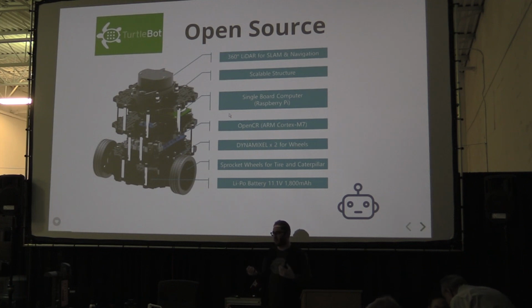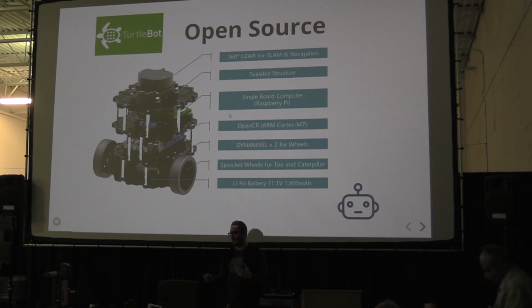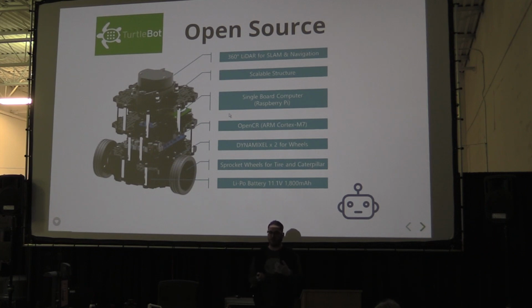So the biggest thing to note about the TurtleBot is it comes with a LiDAR so that you can do SLAM, which is simultaneous localization and mapping, and navigation. We'll talk about that in a little bit more detail and talk about some autonomous features that it can also do.